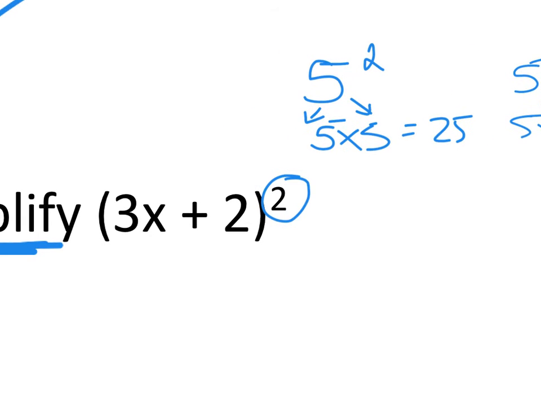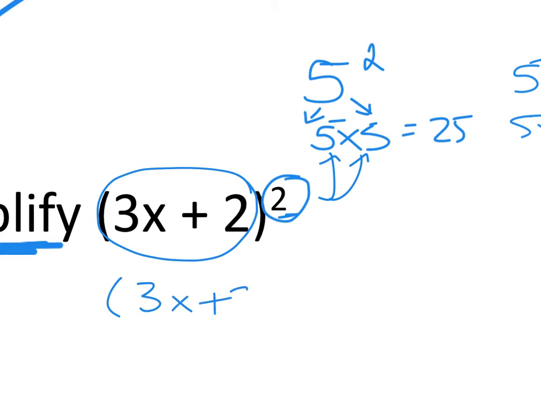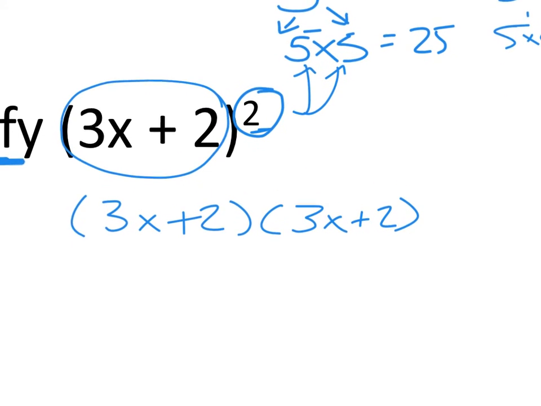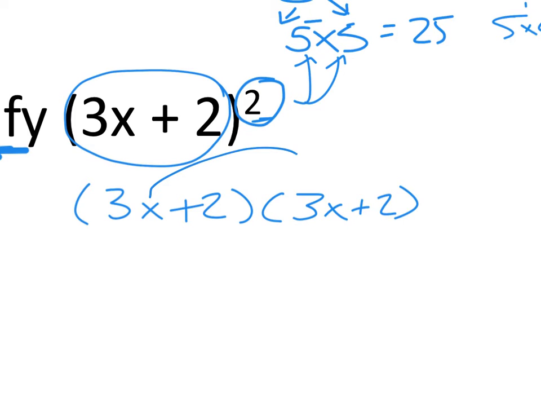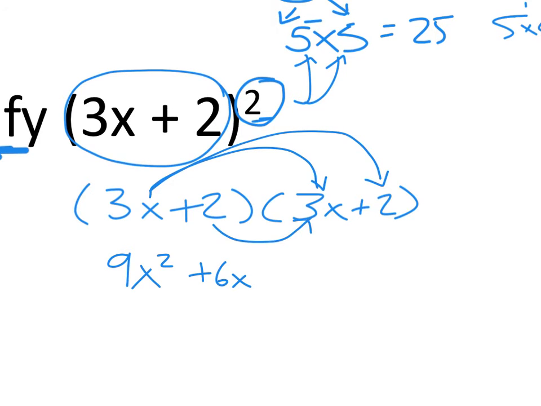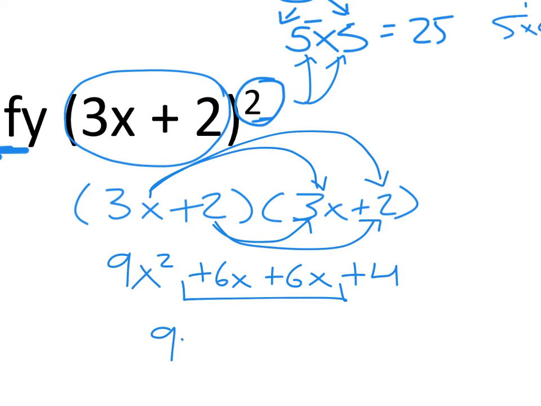So how many times do I have to multiply 3x plus 2 by itself? 1, 2. I have to multiply it 2 times. So all this is telling me to do is to write out this bracket twice. Now that I've written it out twice, I can use the method that I taught you before of FOIL, or my rainbow method here. 3x times 3x, 9x squared. 3x times 2, 6x. 2 times 3x, 6x. 2 times 2, 4. Simplify, which means collect like terms. 9x squared plus 12x plus 4.